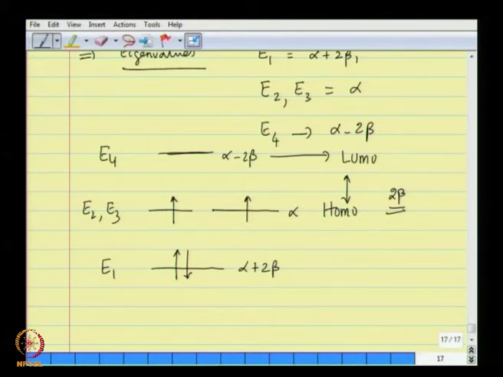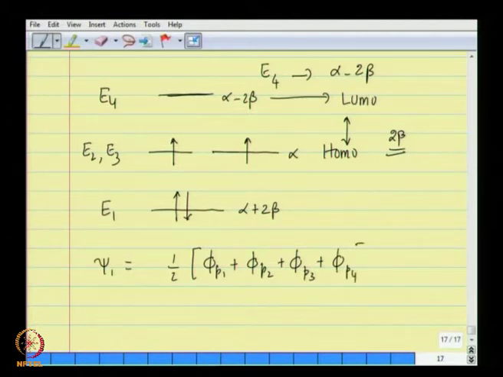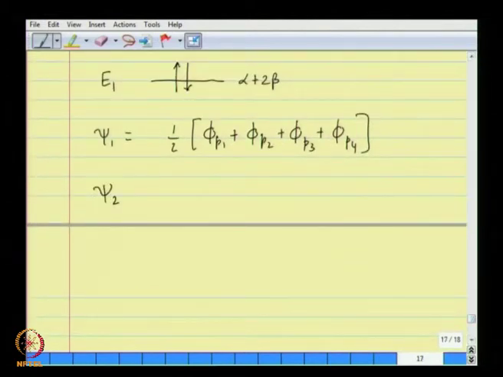Okay. What are the wave functions? The eigenfunctions for this system? Psi 1 is 1 by 2 times phi p1 plus phi p2 plus phi p3 plus phi p4. Okay. Then psi 2, there are two ways of doing it, psi 2 and psi 3. In principle, if we do a symmetry group analysis, we will end up getting the 1 by 2 with 2 positive signs and 2 negative signs, and there are 4 such combinations.